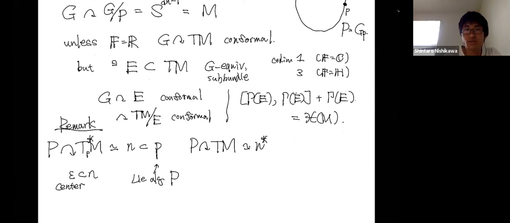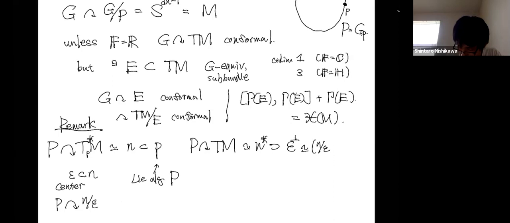And N is a two-step nilpotent, so N divided by E, you can make this to be conformal. And in the same way, if you take a subspace of N star, which is the orthogonal complement of the center, which is canonically identified as N over E star... Wait a second, I'm confused, I'm not going to write it down. Then this corresponds to subspace E.